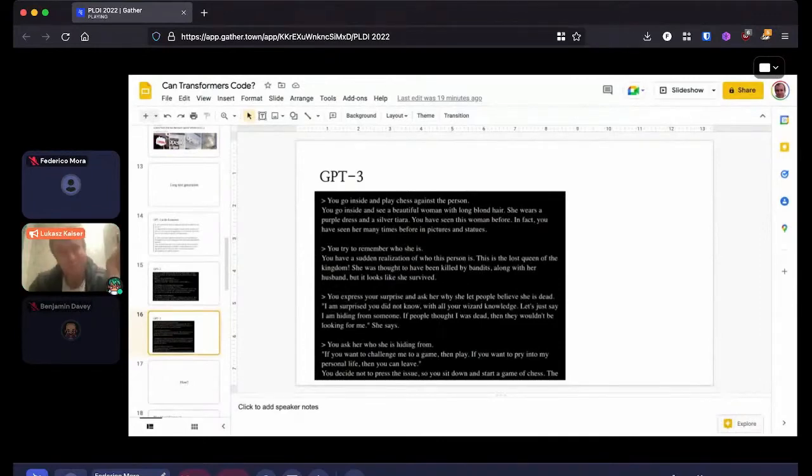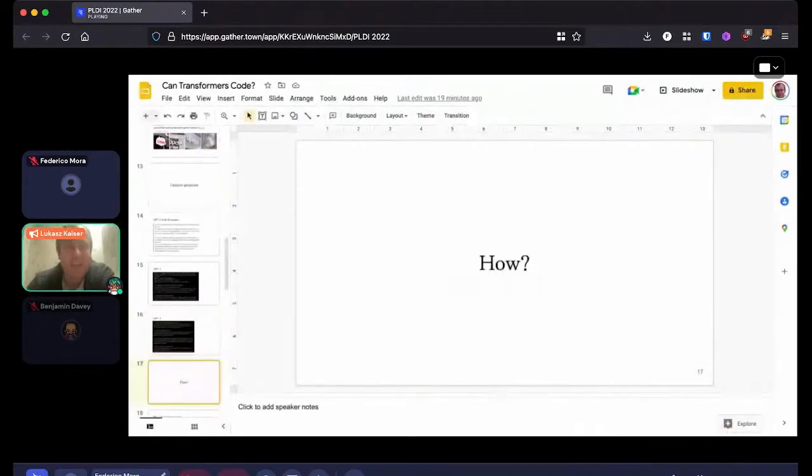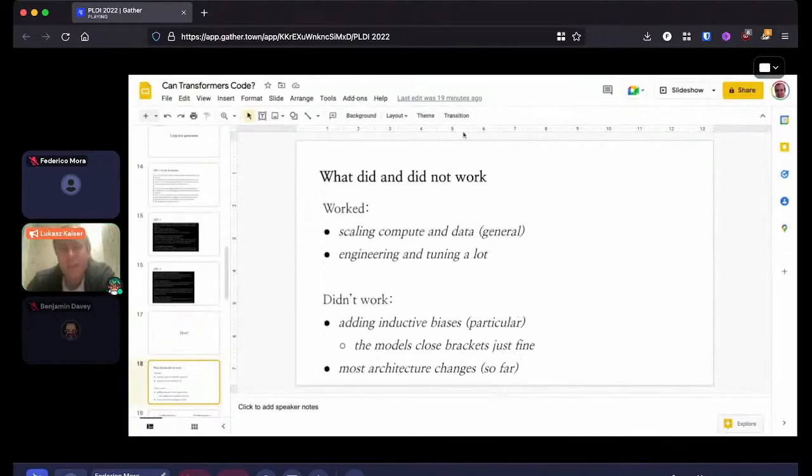Okay, so we were like, hey, this is almost AI. You can talk to the model. It will answer you reasonably. How did that happen? What other than this simple transformer architecture do you need? And it turns out what you need is a lot of scale and compute. So you need to make the models big and train them for long, and you need to engineer and tune.